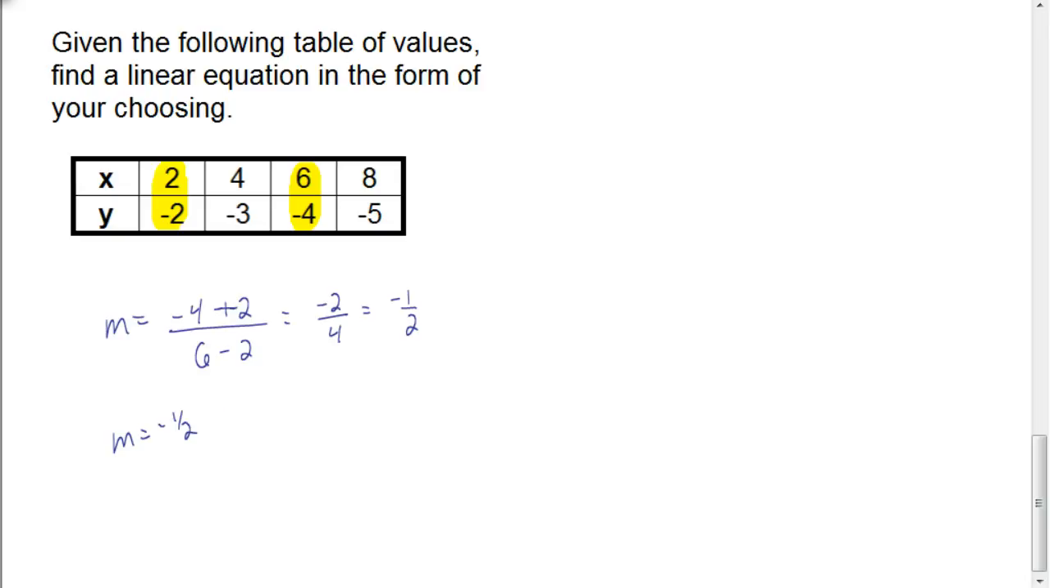So now, again, we don't know what the y-intercept is given this information. So I'm going to pick another point. It doesn't matter which point you picked. Let's say if you pick this one, 8 and the negative 5. So it'll be y minus the y value. Well, y minus negative 5 becomes y plus 5 equals our slope, which is negative 1/2, times x minus the x value, so x minus 8.